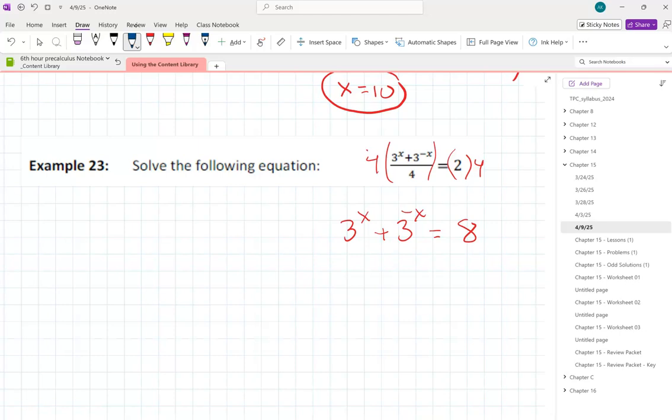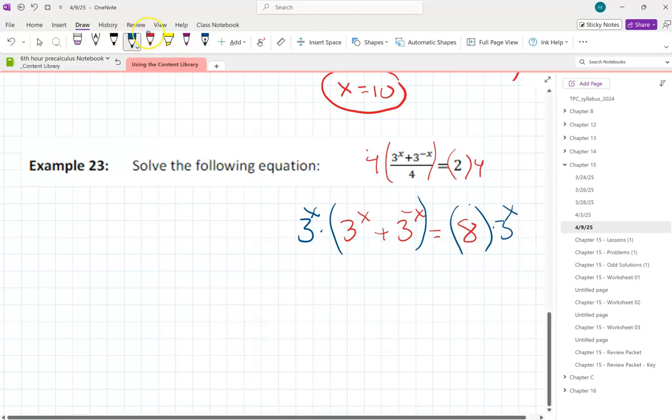Well, negative 1 times 3 to the negative x is just going to be negative 1 times 3 to the negative x. The negative doesn't go into the exponent, right? Nope. It's 3 to the x. So that's going to distribute through.